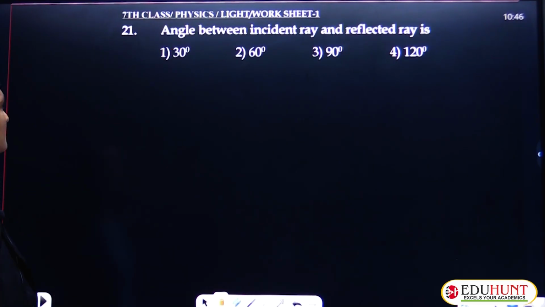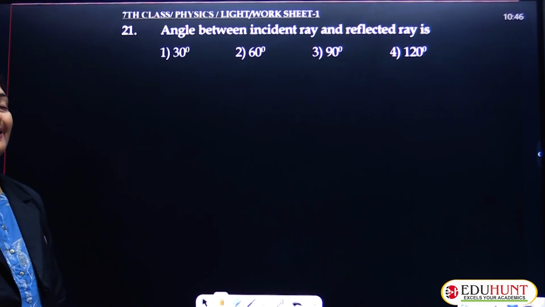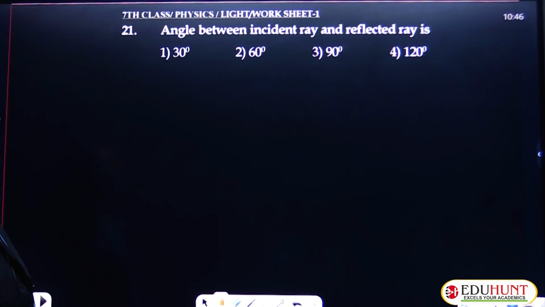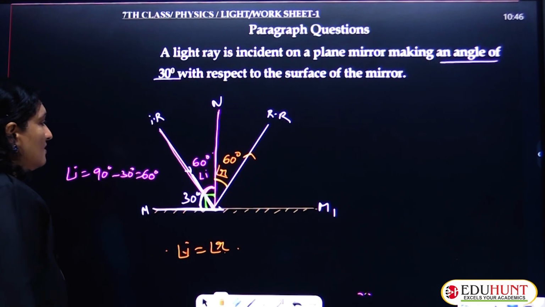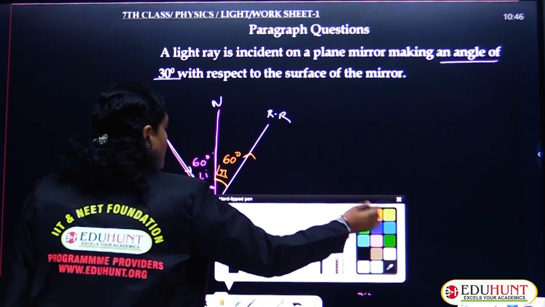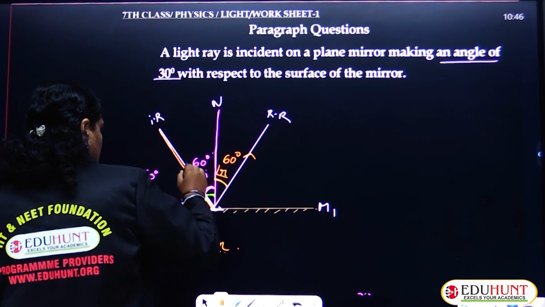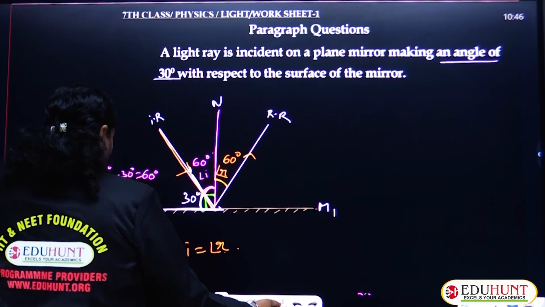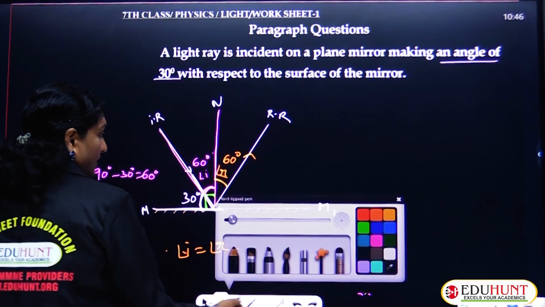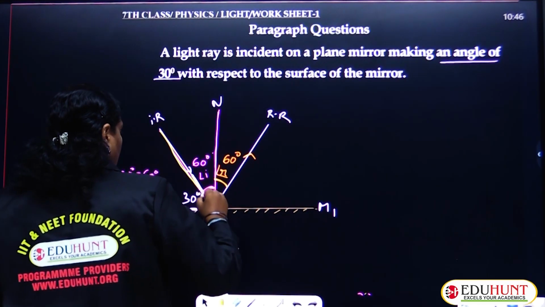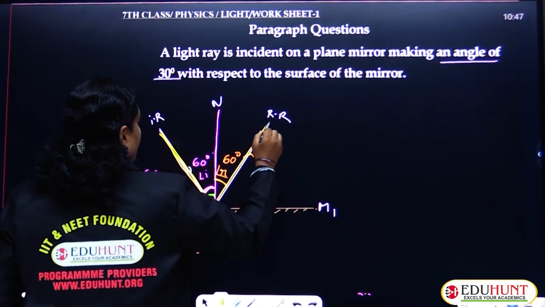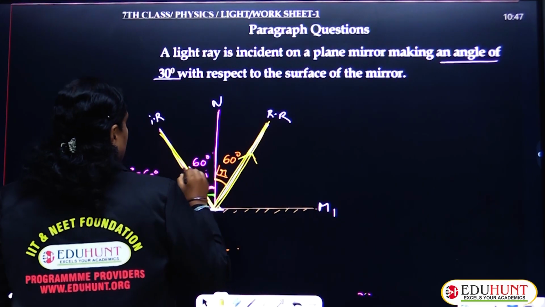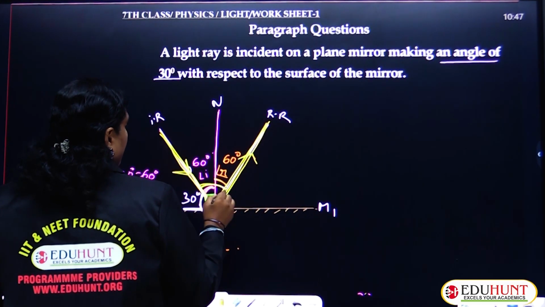Well, moving ahead with the next one, 21st question: the angle between the incident ray and the reflected ray is. So let us identify once again, children, where is the incident ray? This is your incident ray and here goes your reflected ray. You are asked to find the total angle between the incident ray, this one, and the reflected ray, this one. So this total angle they are asking for.